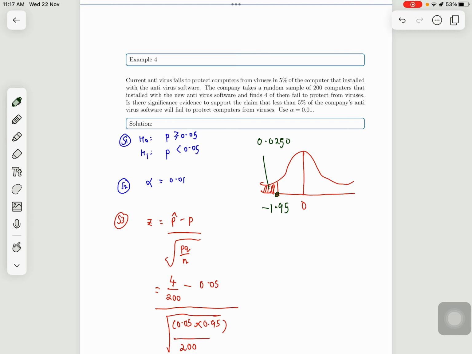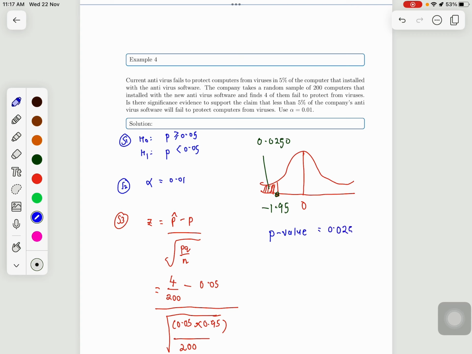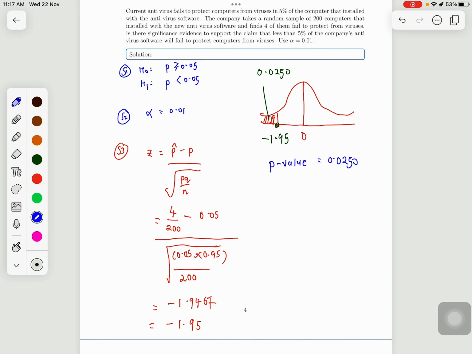So we state here, our p-value is 0.0250. Remember, the p-value has no negative. Negative is only at the critical value. Our p-value is always positive, 0.0250. So for this example, for our fourth step, our p-value is 0.0250.